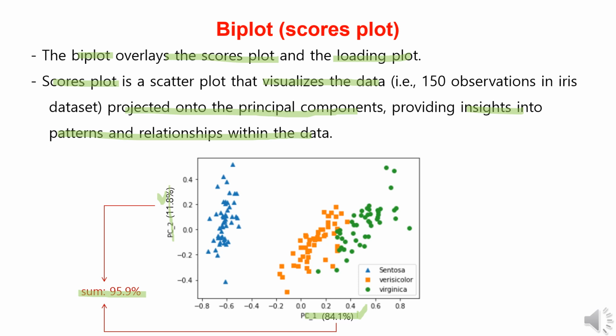For instance, in the case of the iris dataset containing a total of 150 data points, if we represent different species with different colors on the score plot, we can easily observe that the 3 species are grouped and distinguished from each other based on the projection of their data points onto these 2 principal components.